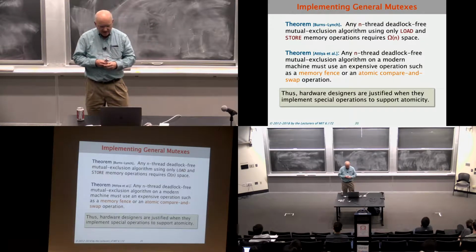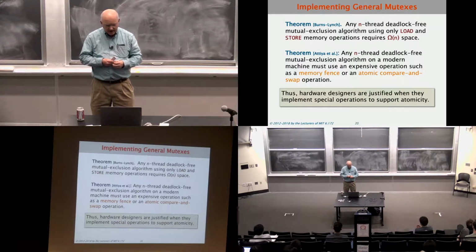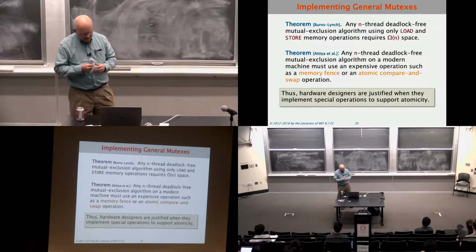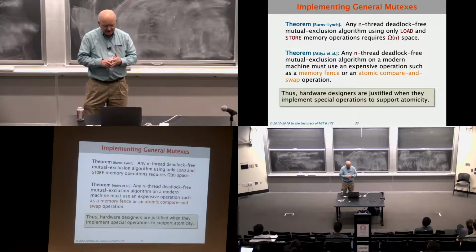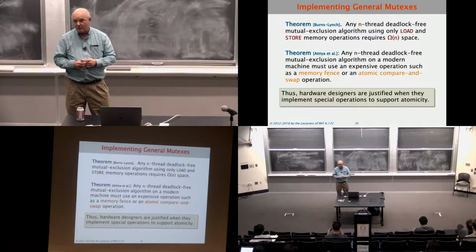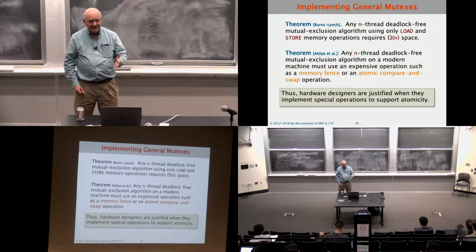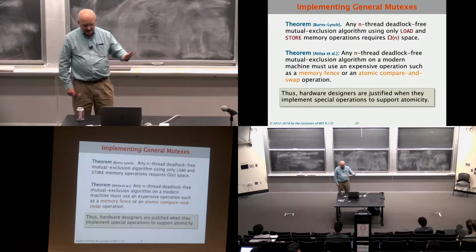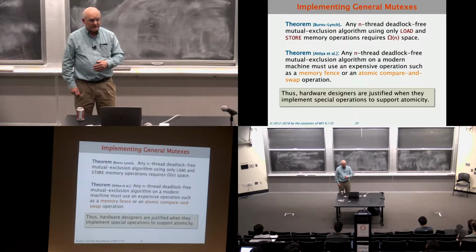And then it turns out that if you want an n-thread deadlock-free mutual exclusion algorithm, you actually have to use some kind of expensive operation, such as a memory fence or an atomic compare and swap. So in some sense, hardware designers are justified when they implement special operations to support atomicity, as opposed to just using these clever algorithms. Those algorithms are really, at some level, of theoretical interest. Okay, so let's take a look at one of these special instructions.